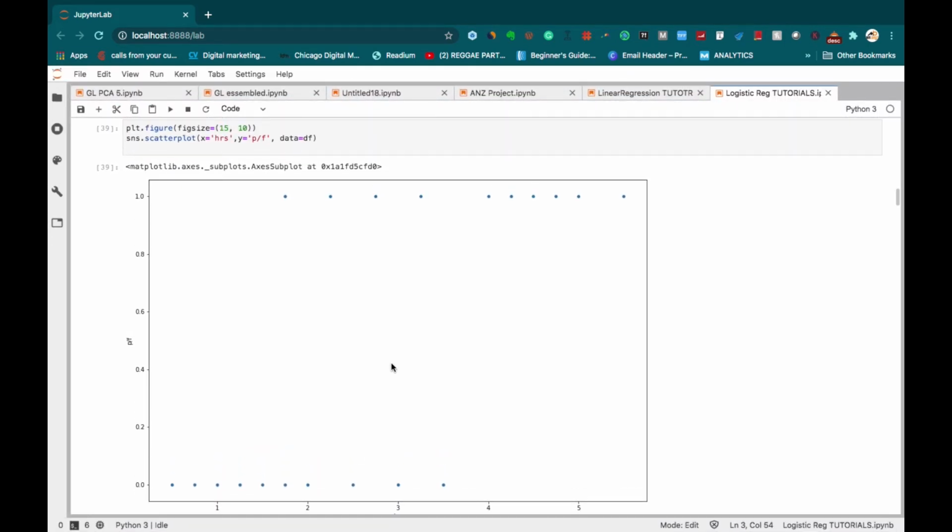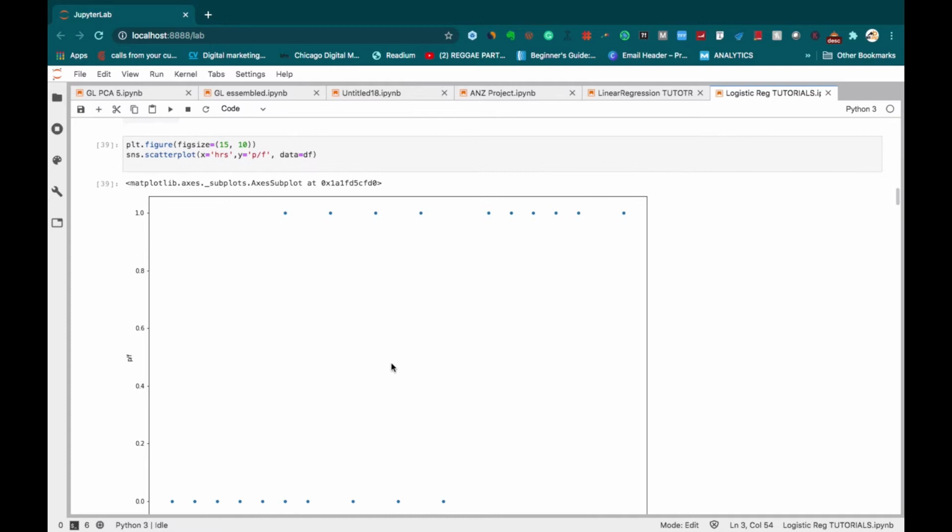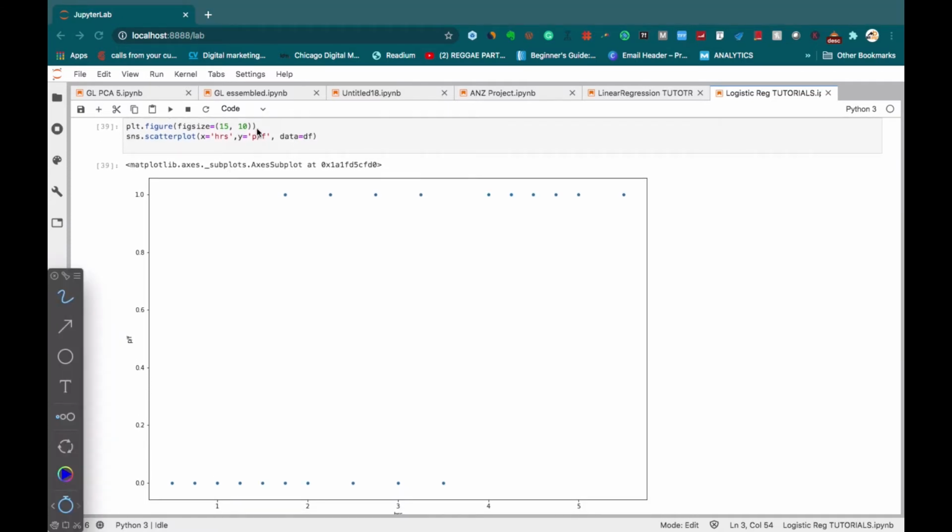Let's plot this using the scatter plot. What I'm doing over here is setting the figure size. I'm using plt, which is matplotlib, and then I'm using .figure, and I'm setting the figure size to be 15 by 10.